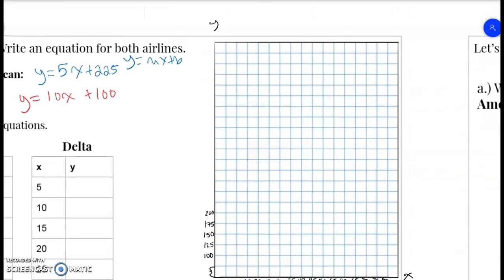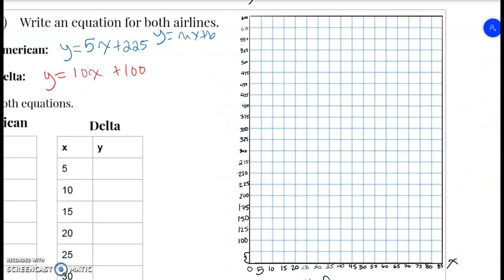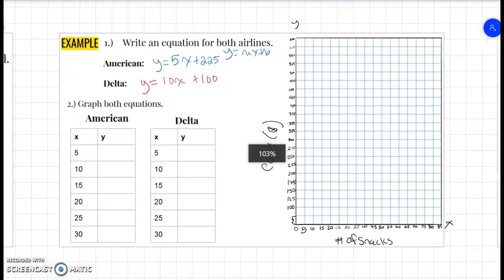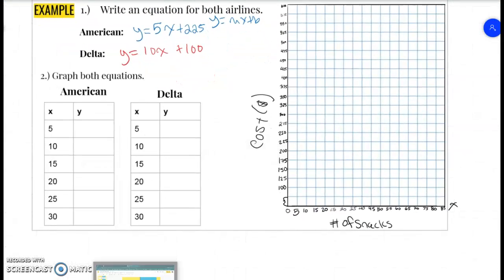So go ahead and do that now. All right, so now that you've labeled your y-axis, we're also going to label it cost in dollars, because that's how much money it's going to be. So let's look over here in our American and Delta category.